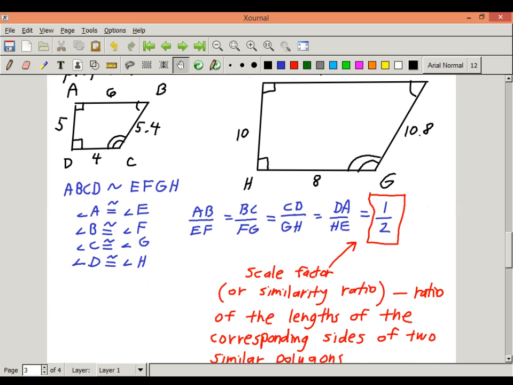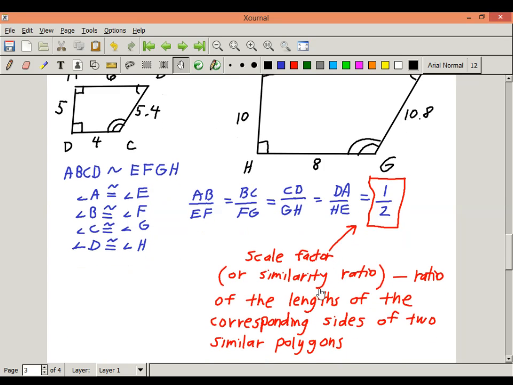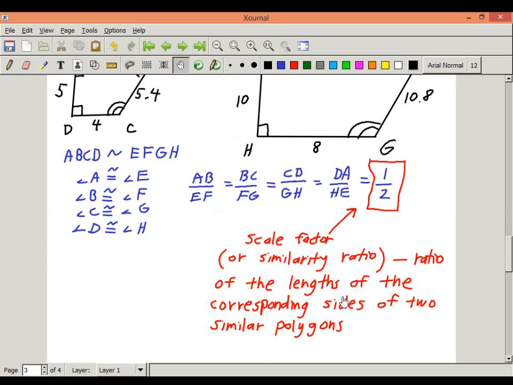Along those lines, that 1 to 2 we've been talking about is called a scale factor or a similarity ratio. You will hear both, scale factor or similarity ratio. The definition is that it's a ratio of the lengths of the corresponding sides of two similar polygons. So if you know your two polygons are similar, just find a couple pairs of sides that correspond and divide their lengths together, and that'll be your scale factor.